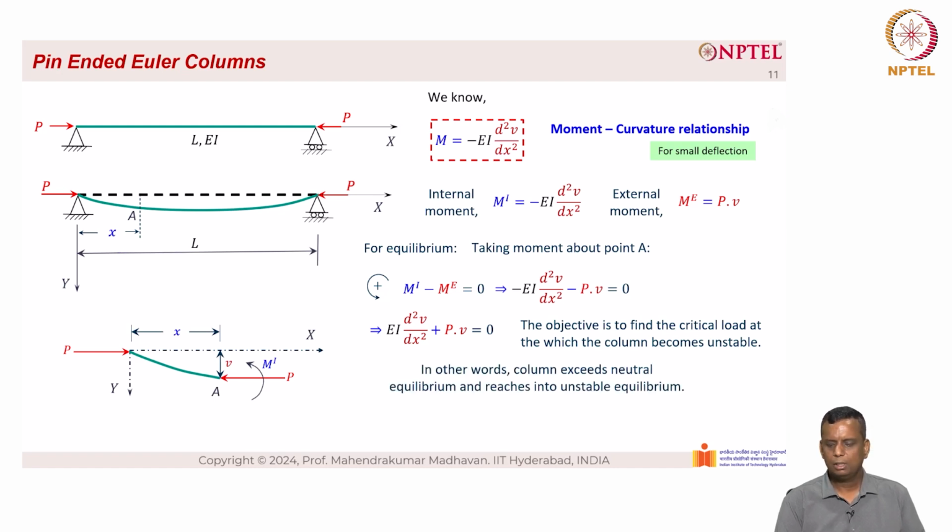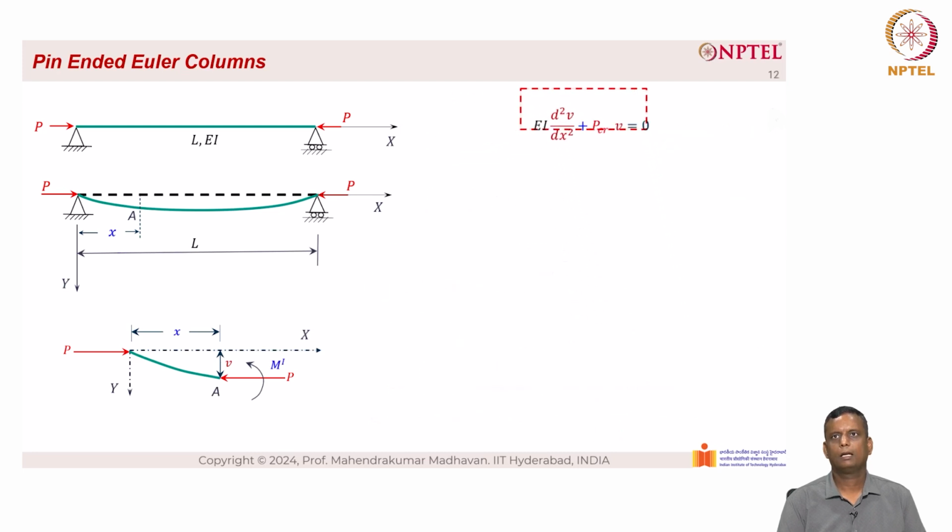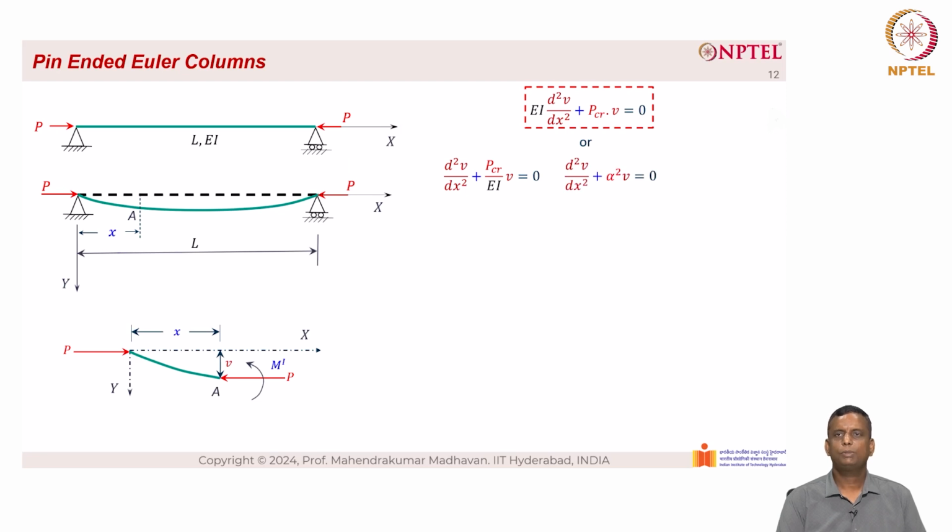In other words, the column exceeds neutral equilibrium and reaches unstable equilibrium. Thus, substituting P critical for P, we have EI into d square V by dx square plus P critical into V is equal to 0. This equation can be further simplified by dividing by EI. So this gives you d square V by dx square plus P critical divided by EI into V is equal to 0. This equation can also be represented as d square V by dx square plus alpha square V equal to 0, where alpha is given as root of P critical by EI.